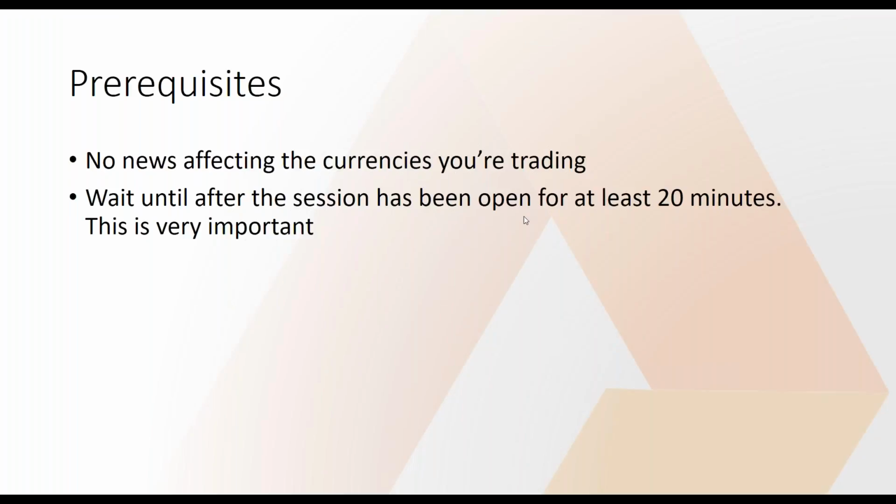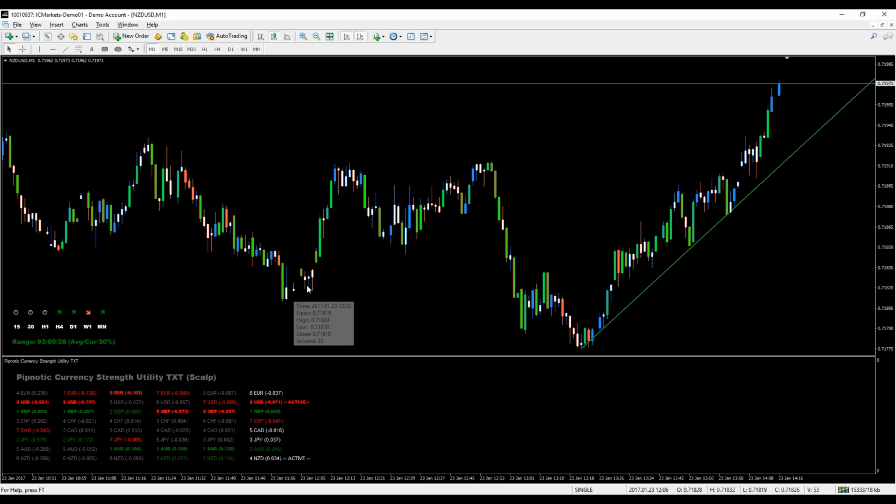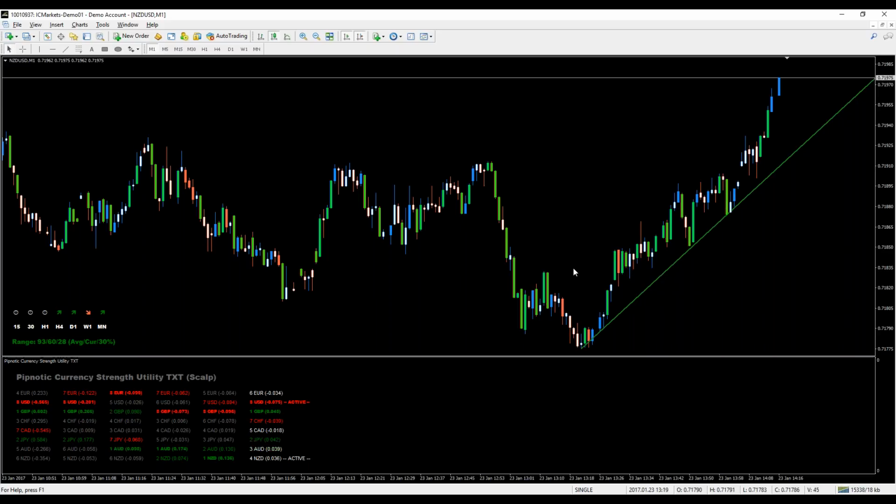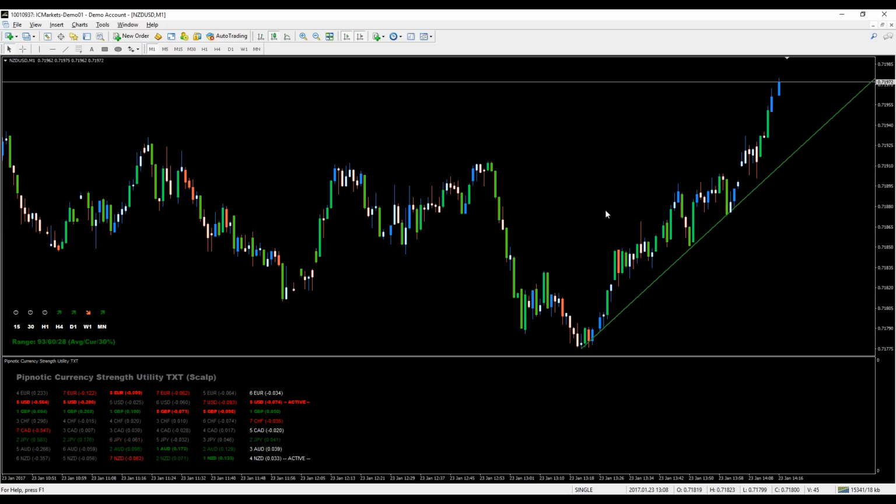And another one is wait until 20 minutes have passed into the session. And I learned this the hard way, where I thought that, using the other configuration with the dashboard on the right-hand side, I would see two currencies starting to diverge. And it would be maybe 8 o'clock London time or 8:05, and I would get in, only to find out that the trade was just a false breakout. And this happened to me so many times that I refuse to do it anymore. It's just really not a good idea.